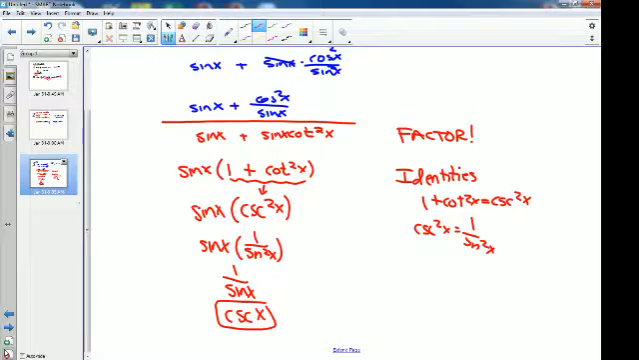In my head, I'm like, okay, if you get to a point where it looks really ugly, you can try and move to a different method. So we've got 3 tips on the board, right? Change it to sine and cosine, factor, and use your identities. The 4th tip that I can give you to solve these is use fraction math.